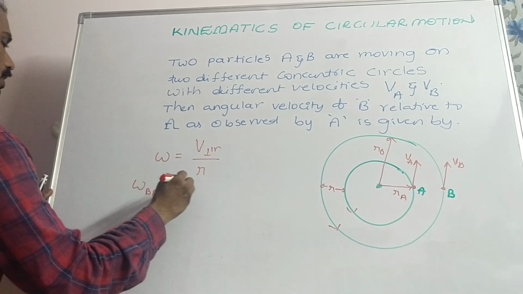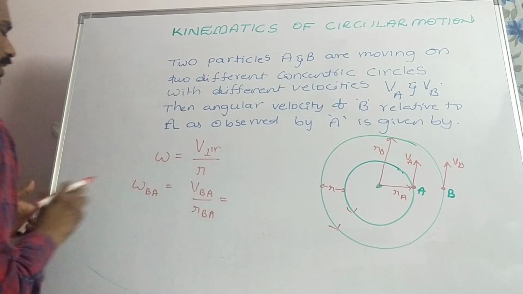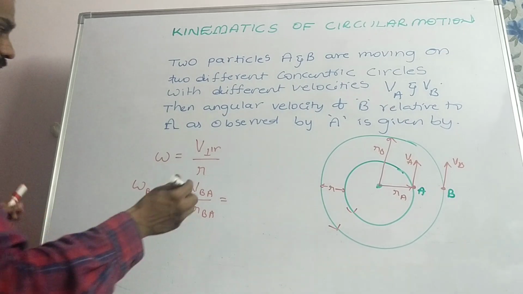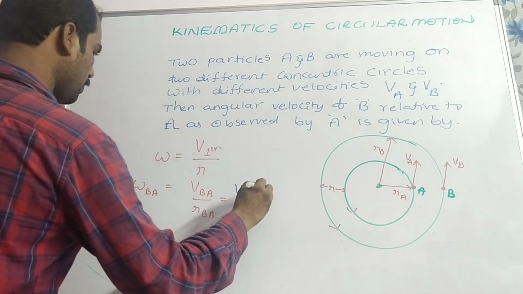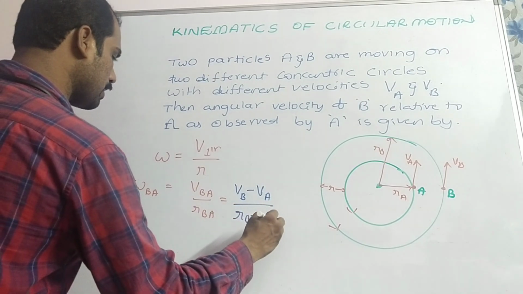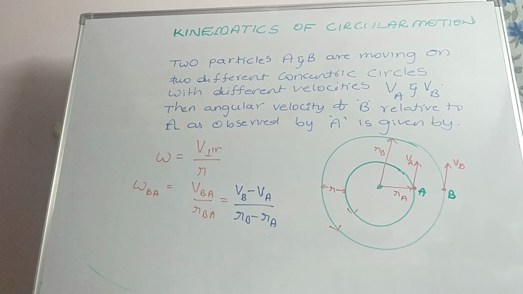Omega BA we have to find. That is VBA by RBA. Simply we can write that as VB minus VA by RB minus RA, which will be the expression. This is the answer. It is the simplest one. Of course, today we are also discussing this in classroom teaching.